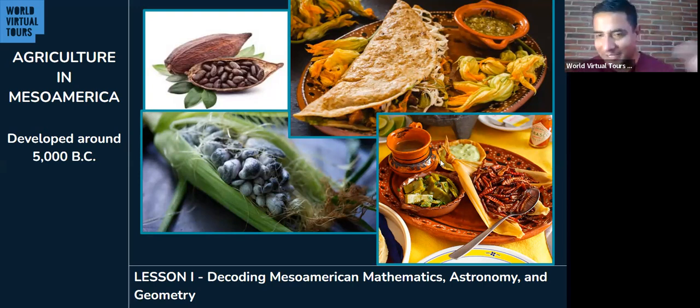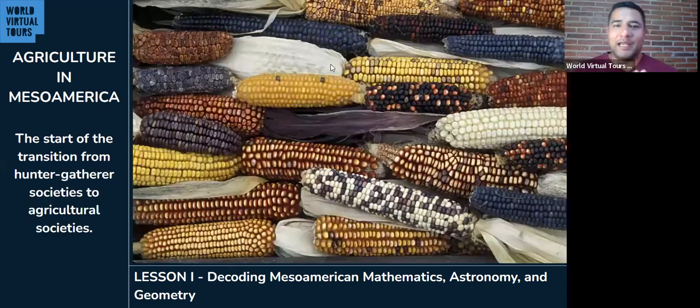Also with corn, they made beverages and drinks, and so we have the avocado, in this case in guacamole. And these are squash flowers on top. Actually, the evolution and domestication of the corn happened during these times, around 5,000 or 7,000 years ago. So they started the transition from hunter-gatherer societies to agricultural societies.